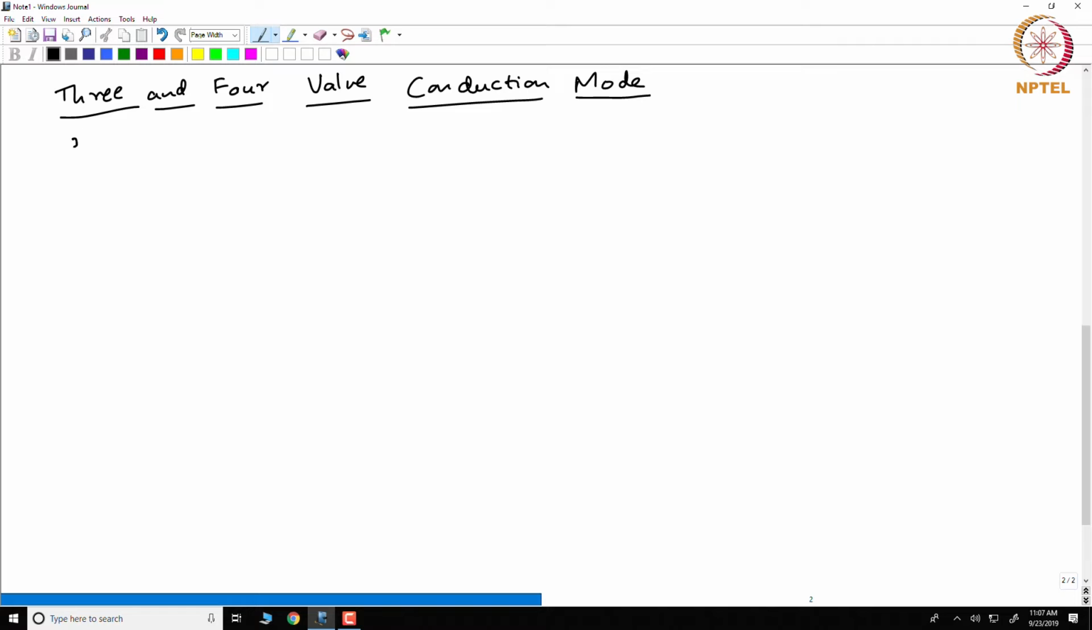Now, what can be the state vector x1 and what can be the state vector x2? See, there is one fact about x1 and x2, that is x1 is just larger than x2 by 1. Okay. And the last element of x1 without loss of generality is the current in the outgoing valve. The current in the valve that stops conducting. So which valve stops conducting? When I take 3 and 4 valve conduction mode, in the first subinterval, one valve stops conducting.